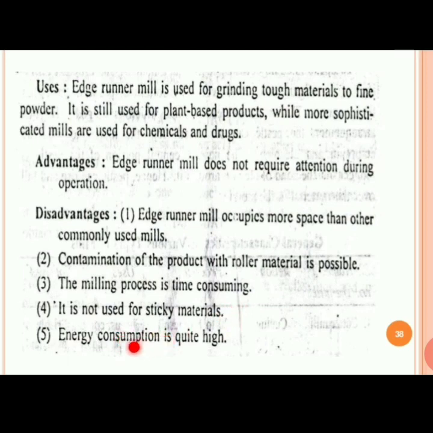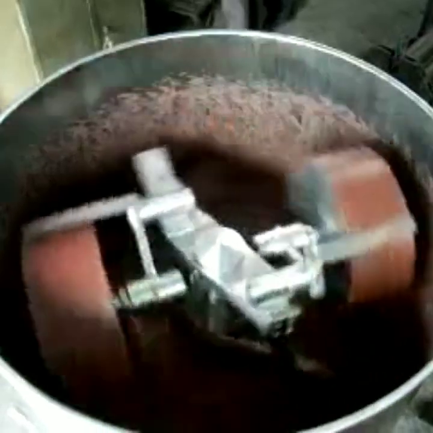Also it requires a lot of energy consumption. It occupies more space than the commonly used mills, and it is a time consuming process. These are all the disadvantages of the edge runner mill.